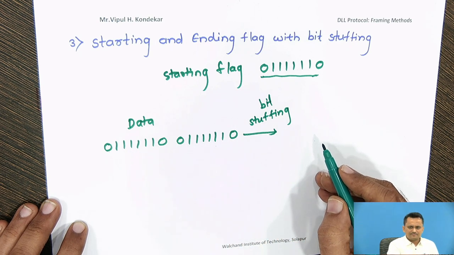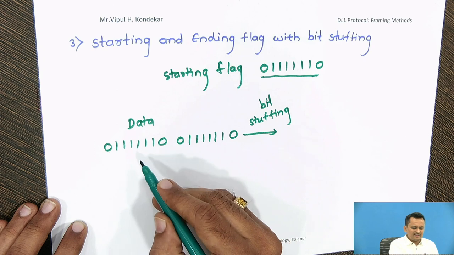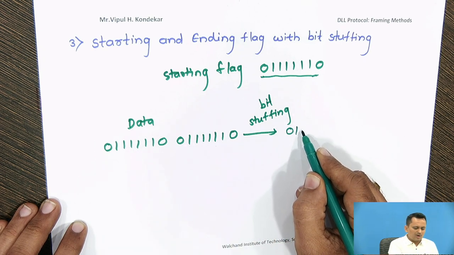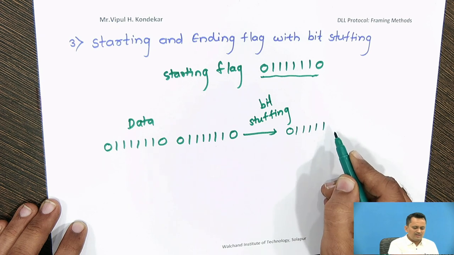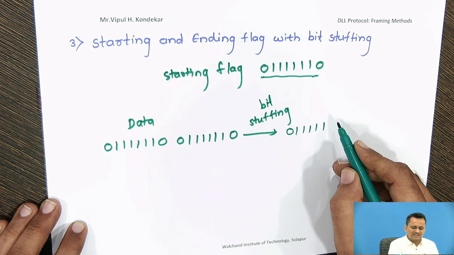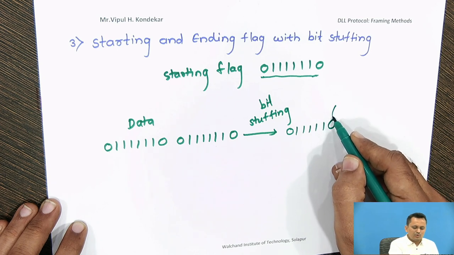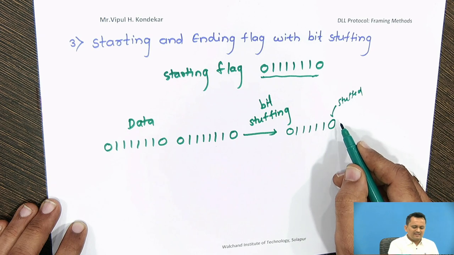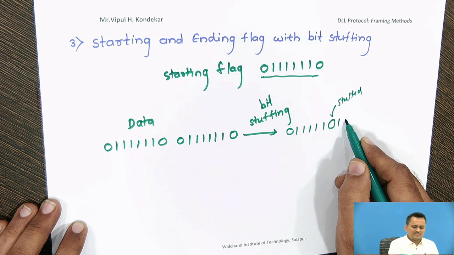If it finds that they are appearing, what it will do is this: if it finds 0, 1, 1, 1, 1, 1, and next is 1, so 6 consecutive ones are appearing, then a 0 is stuffed here. And then this will be 1, 0.